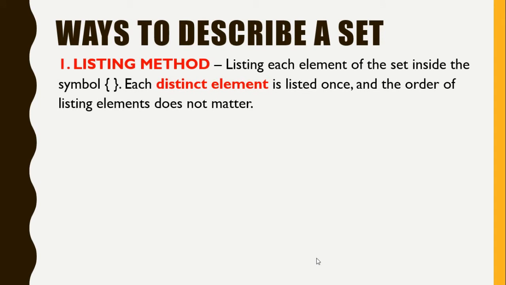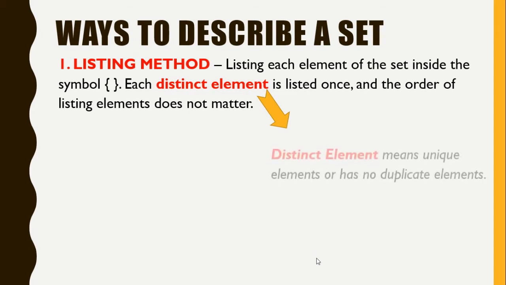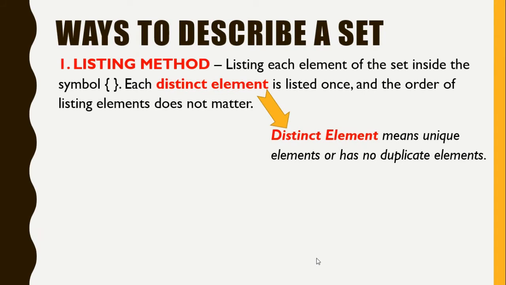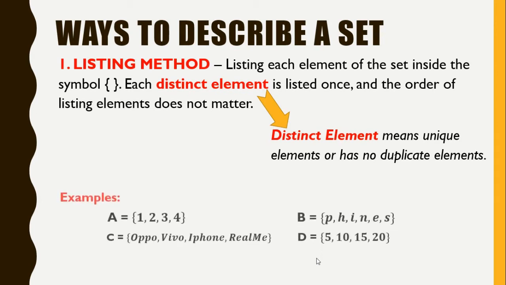The first one is called the listing method. It means that you must list each element of the set inside the braces. Each distinct element is listed once, and the order of listing elements does not matter. When we talk about distinct elements, we're talking about unique elements with no duplicates. The elements inside the set should not be repeated.